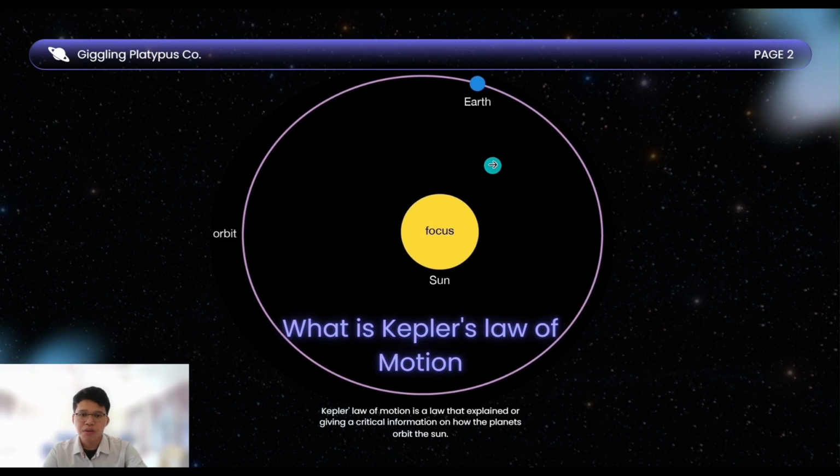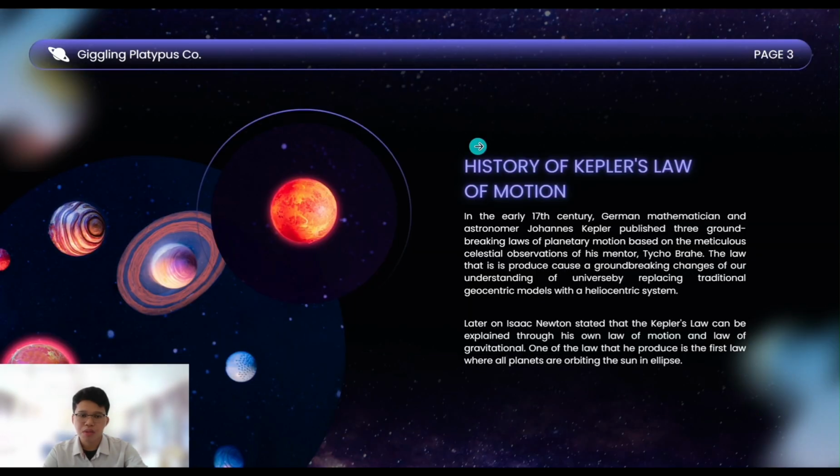On the history of how Kepler's law was published, it started in the early 17th century, when a German mathematician named Johannes Kepler produced three laws. The laws that he produced caused a groundbreaking change in physics, completely changing our understanding of the universe by replacing the geocentric model with the heliocentric model. Later on, Isaac Newton discovered that Kepler's laws of planetary motion can be combined with his own law of motion. One of the laws states that all planets move around the sun in elliptical orbits.